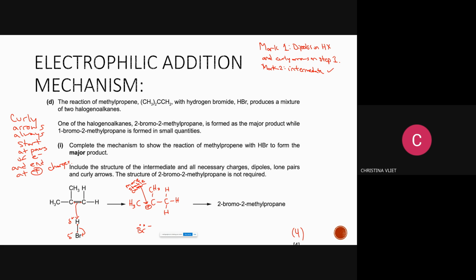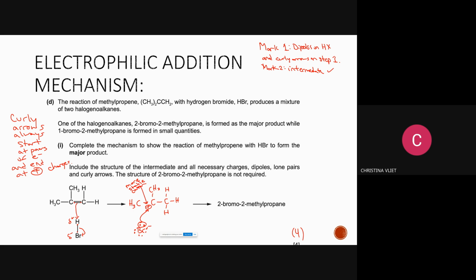I'm a completionist, so that's how it exists. But if you wrote 2, that's fine. And then you have to do a curly arrow from this pair of electrons to the carbon. Remember, curly arrows always start at a pair of electrons and end at a positive charge. And so this would be a mark right there to do that. And then they already gave you the product, so you don't need that.